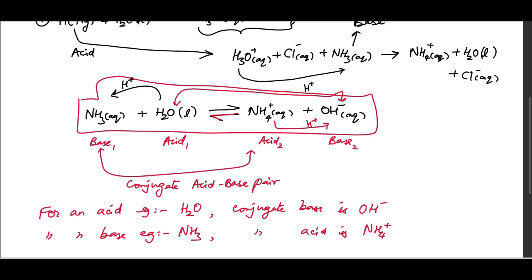A base gives a conjugate acid by accepting a proton. That is the concept. So a conjugate acid base pair consists of two species in the acid base reaction. If one of them is acid, then the product will be base. Vice versa. If the reactant is base, the product becomes acid. And for an acid, its conjugate base is found by removing one proton from the acid. For a base, its conjugate acid is found by adding one proton to the base.